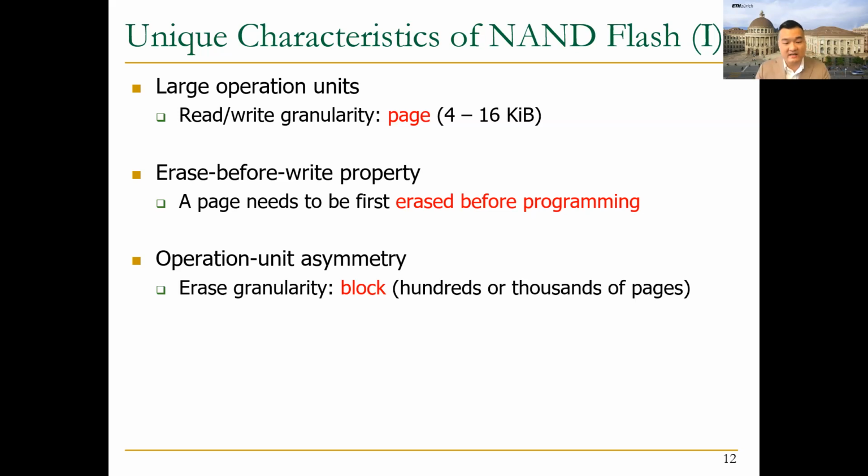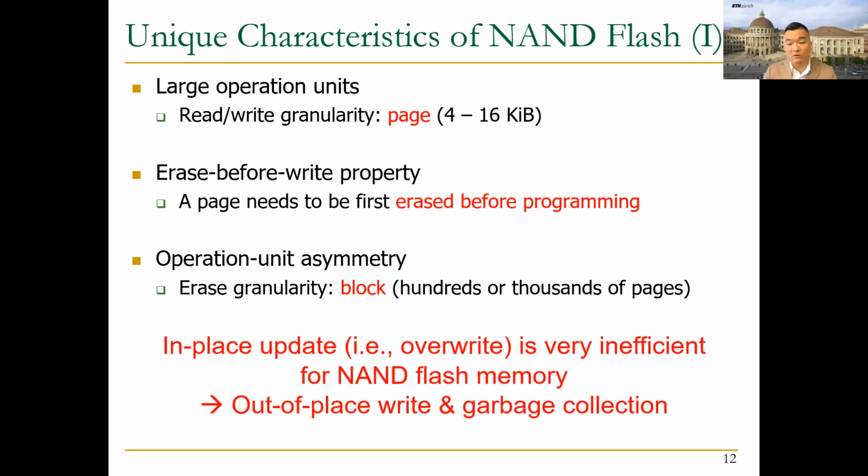So these three characteristics combined with each other make it very inefficient to perform in-place updates or overwrites for NAND flash memory. So suppose that you want to update the content of a programmed page. Then you need to first erase the page due to the erase before write property. But since the erase granularity is a block, you need to erase the entire corresponding block that contains hundreds or thousands of pages along with the page you want to update.